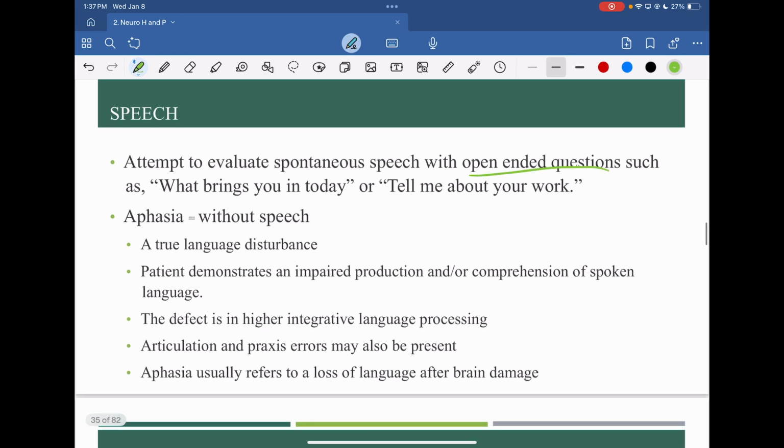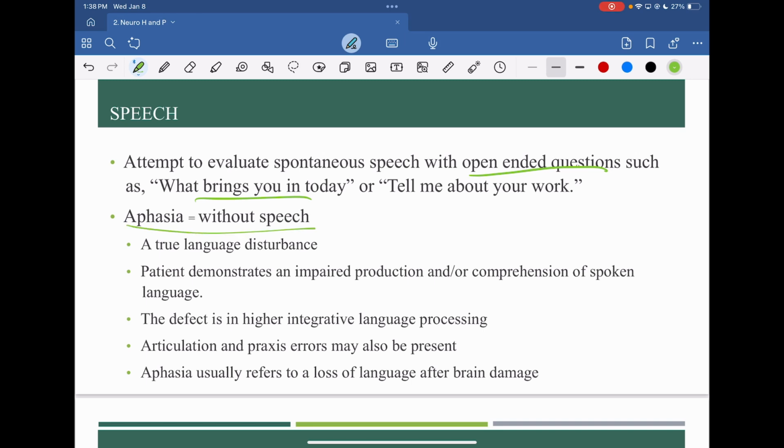Always use open-ended questions. What brings you in today? What do you do for work? Because if you get someone with Broca's aphasia, they can still probably get out yes or no. If you say, do you work? They'll say yes. You know what time it is? Yes. So you have to ask open-ended questions. They actually have to give you a verbal response with multiple words, not just one.